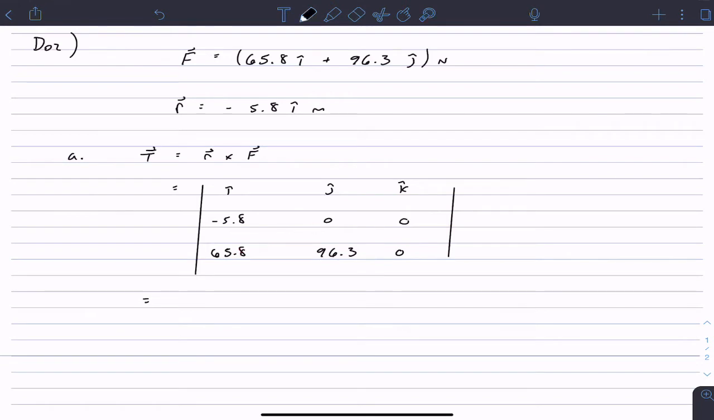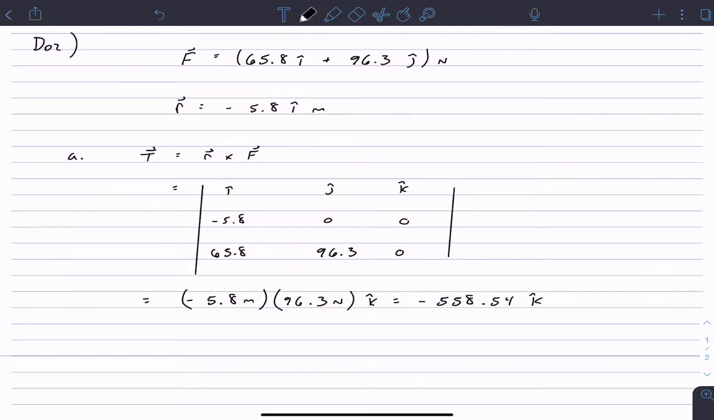This is a value that's 0. So then our only value is going to be 5.8 meters times 96.3 newtons. This is going to be in the k hat direction. That's your torque. That value, 558.54. This is negative, by the way, k hat. So that's your torque.